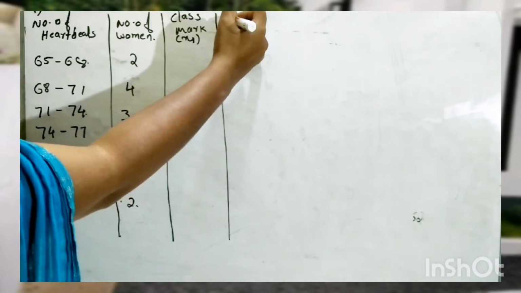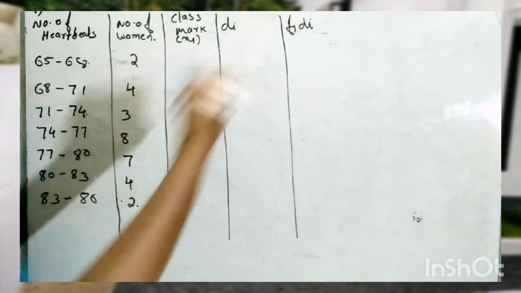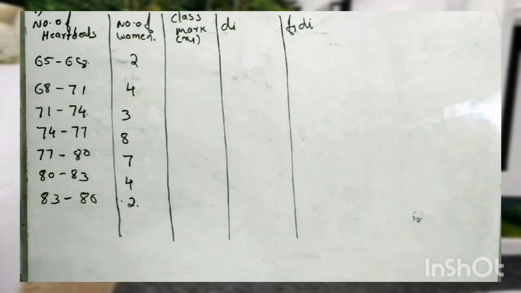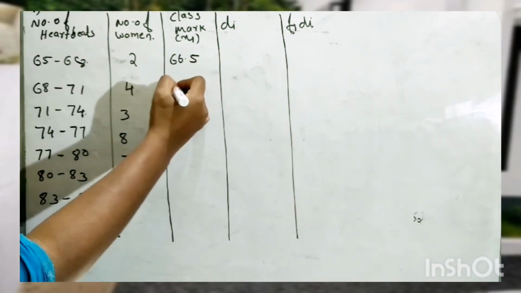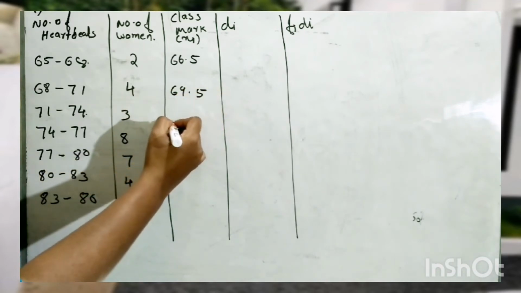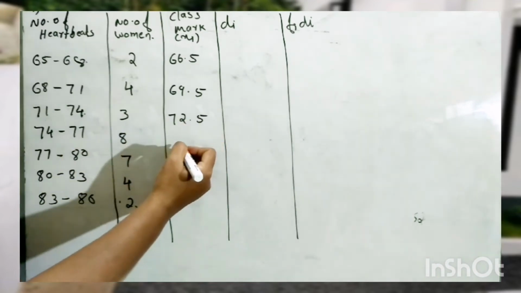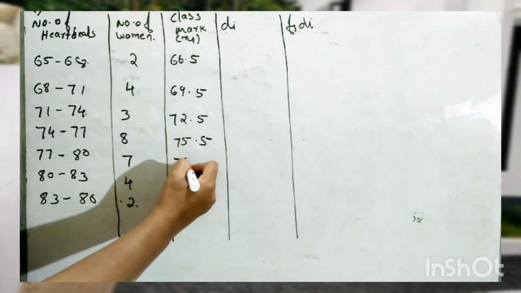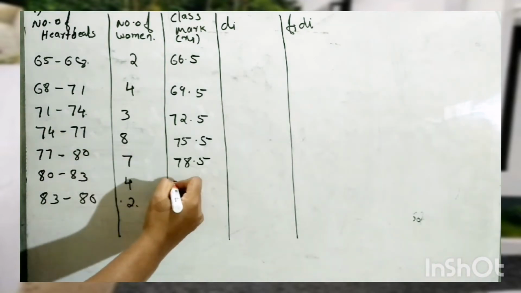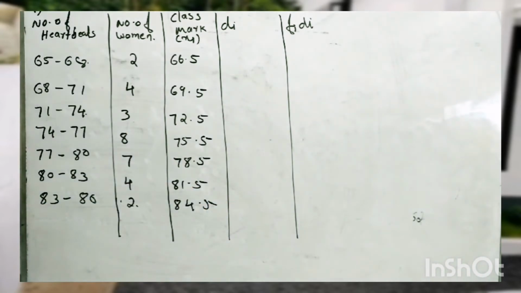Then di, then fi di. Okay. So class mark is upper limit plus lower limit by 2. So we will get it as 66.5, 69.5, 72.5, 75.5, 78.5, 81.5, 84.5. Okay, upper limit plus lower limit by 2.